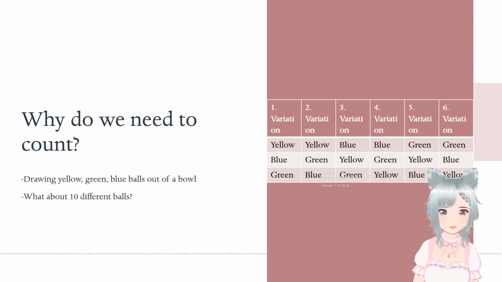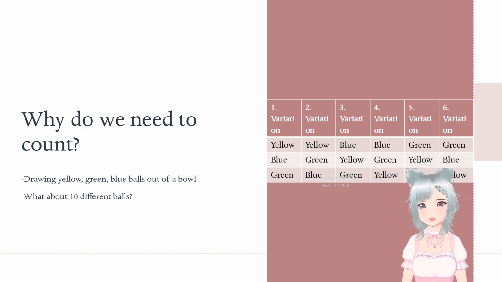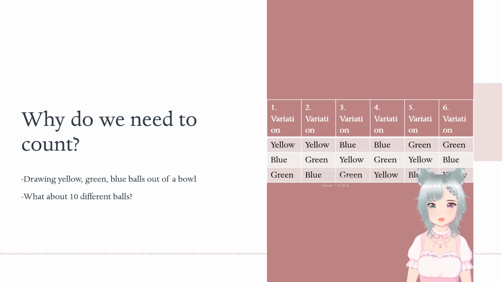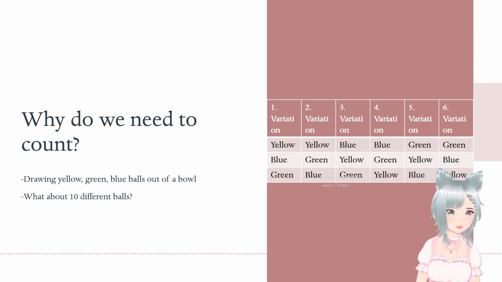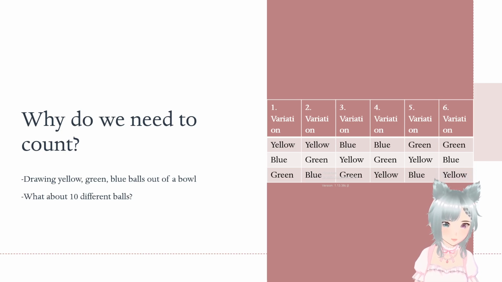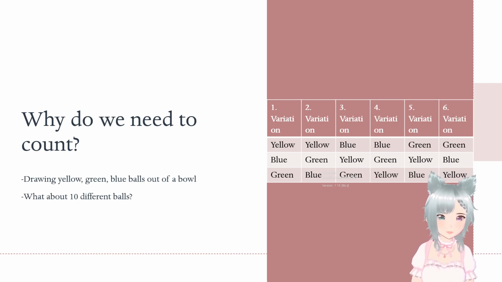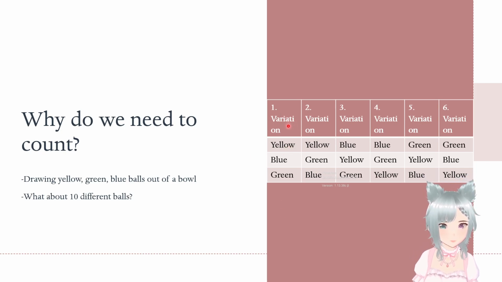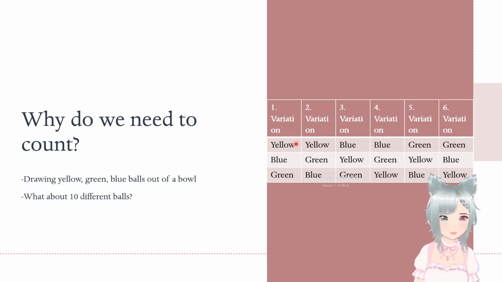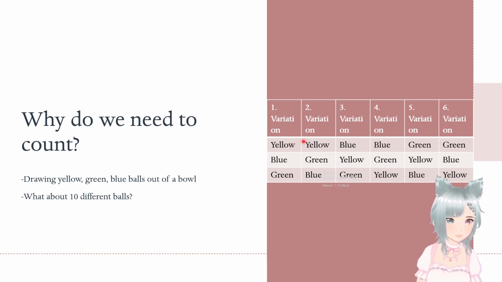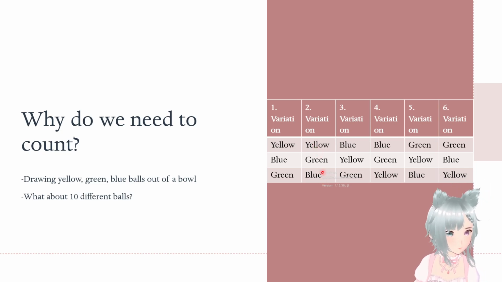So why do we need combinatorics? Why do we need to count stuff? Let's say we have an experiment with a bag, and in this bag there's a yellow, a green, and a blue ball. We're pulling them out and we don't put them back in. Now we have multiple variations. Our first variation, for example, is that we first draw yellow, then blue, then green. We could also draw yellow, then green, then blue.